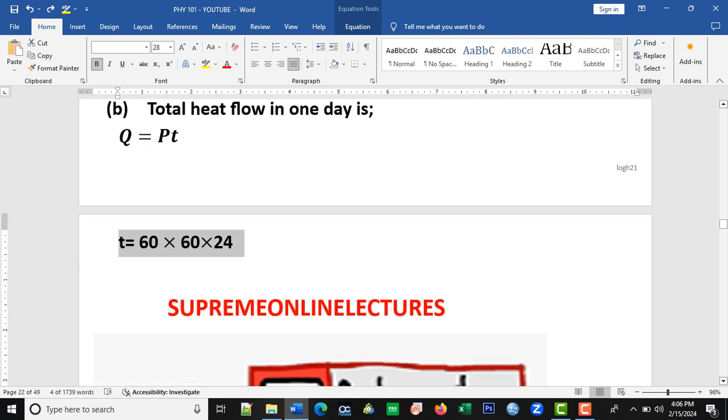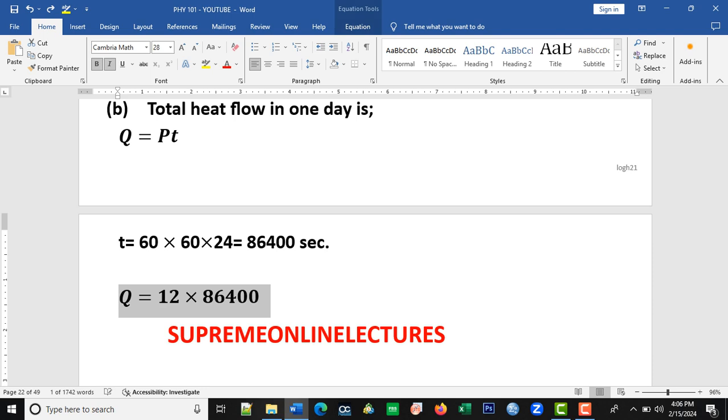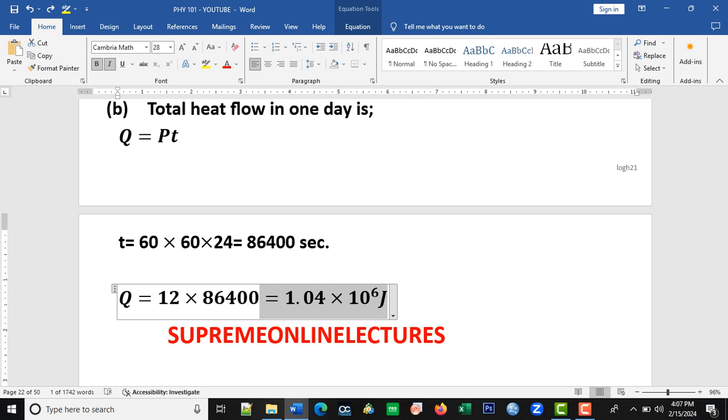T, the time for 1 day, 60 seconds times 60 minutes times 24 will give us 86,400 seconds. This time represents the time for the whole day, which we are going to multiply with the value we got for the rate of heat flow. Okay, so Q equals 12 times 86,400. When we multiply these two, we get 1.04 times 10 to the power 6 joules of energy.